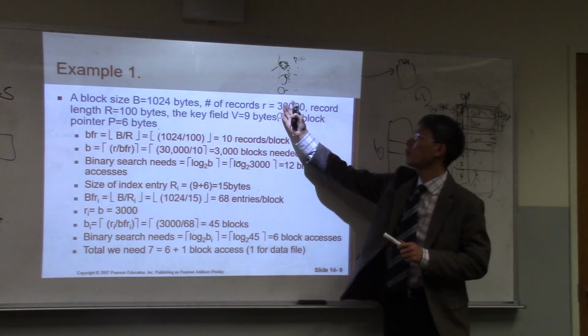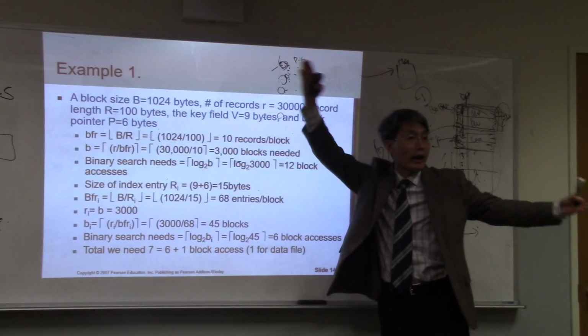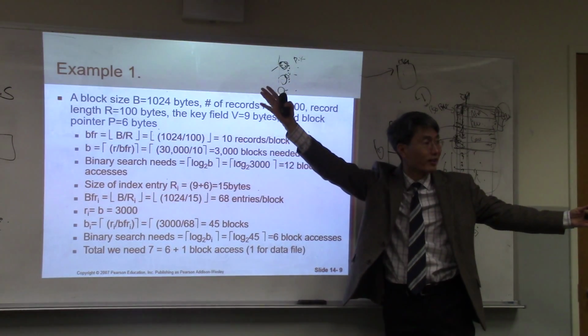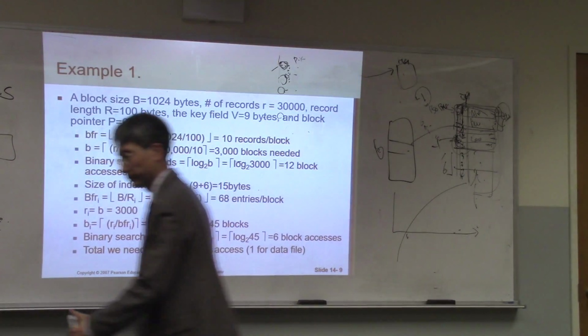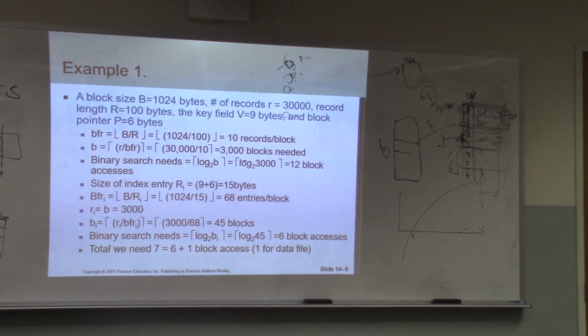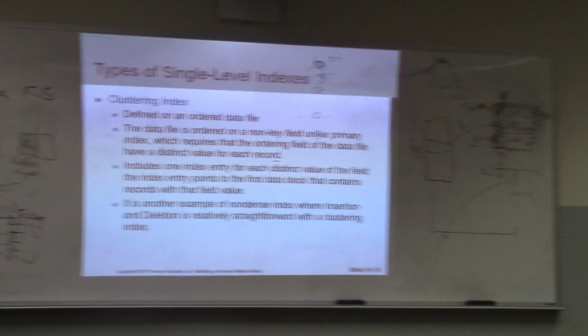What if we have more data? The gap will be wider. Okay? So that is a benefit of using an index. That is a single level index. Why?